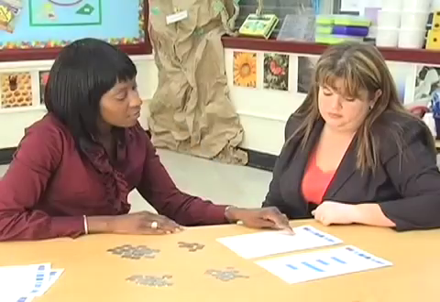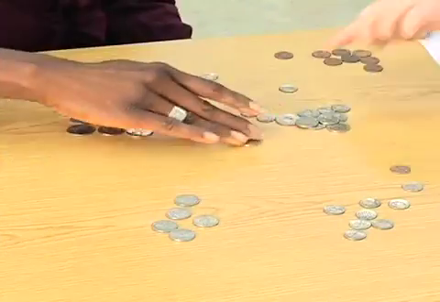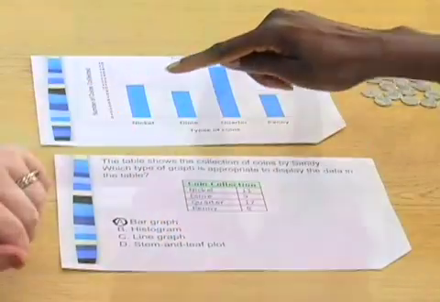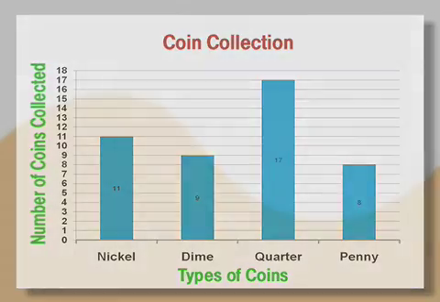Students must distinguish between discrete and continuous data. Discrete data can only take certain values, like whole numbers. An example would be the number of students in your class. You can't have half of a student. Remember, discrete data is countable, so a bar graph or pictograph would be the best graph to represent this data because they show comparison. This is an example of a bar graph of a coin collection. It represents discrete data. It's countable and it's comparable.